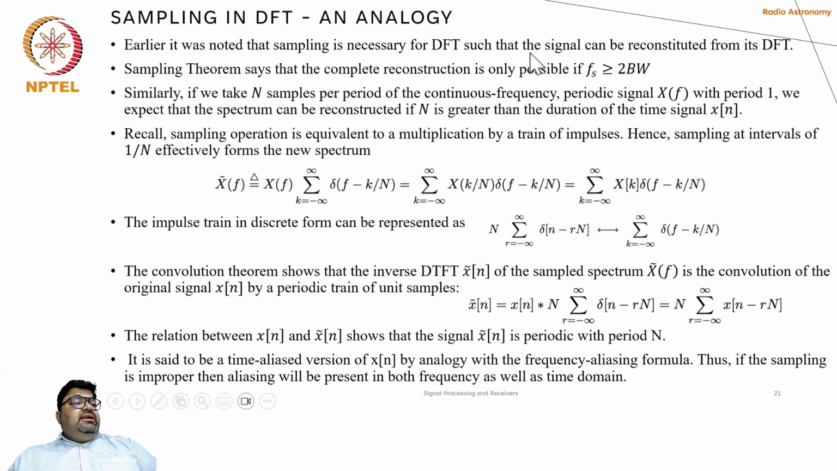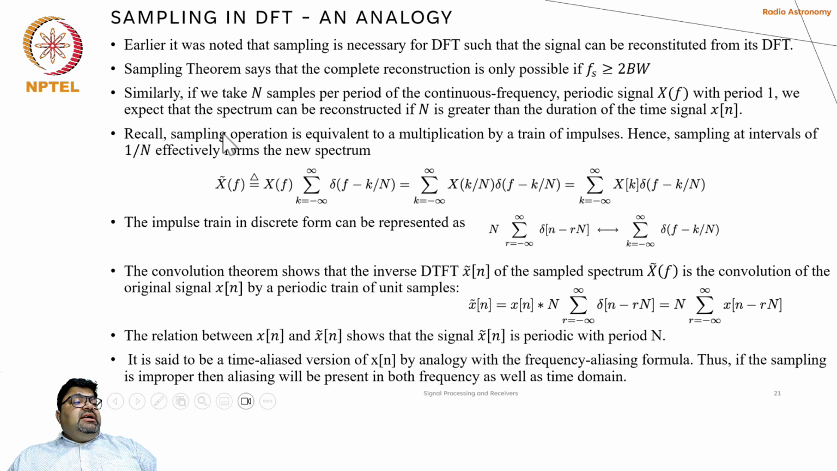Sampling in DFT, an analogy. Earlier it was noted that sampling is necessary for the DFT, the discrete Fourier transform, such that the signal can be reconstituted from its DFT. The sampling theorem says complete reconstruction is possible if the sampling frequency is greater than or equal to twice the bandwidth. Similarly, if we take N samples per period of the continuous frequency, periodic signal X(f) with period 1, we expect the spectrum can be reconstructed if N is greater than the duration of the time signal x(n).